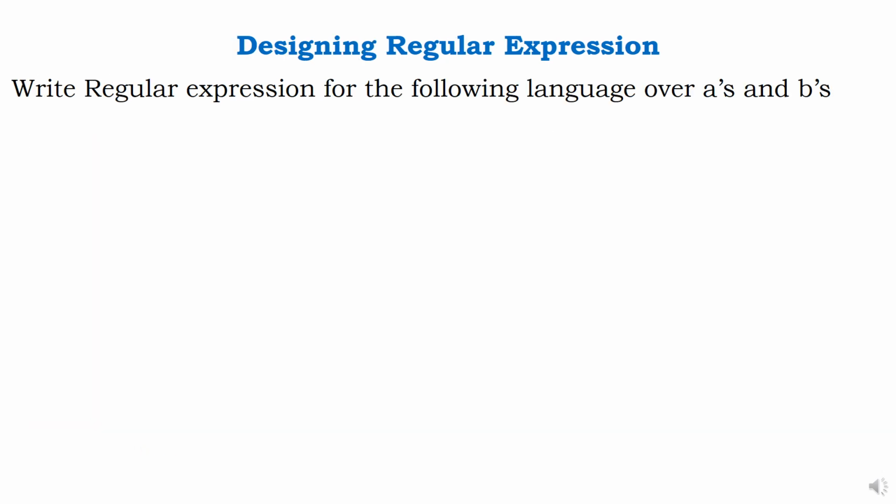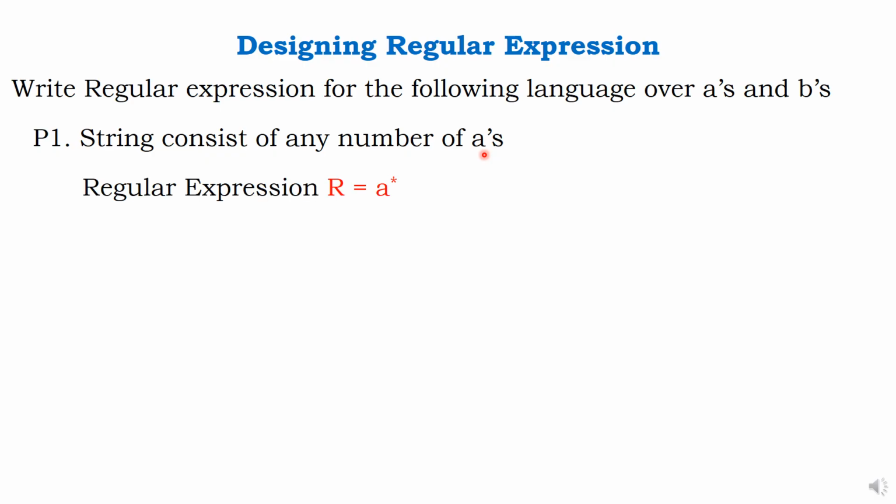So we'll have some simple problems here. Design a regular expression. Write a regular expression for the following language over A's and B's. Strings that consist of any number of A's. There is no restriction. Any number of A's. 1A, 2A, 3A. Then this is A star. Always we represent A star. Any number of A's including 0A also. Okay, this is the expression.